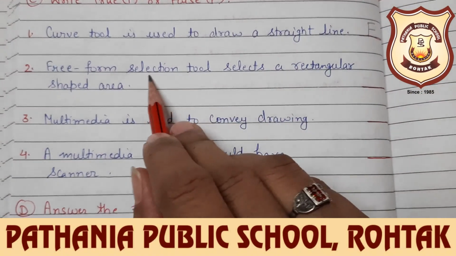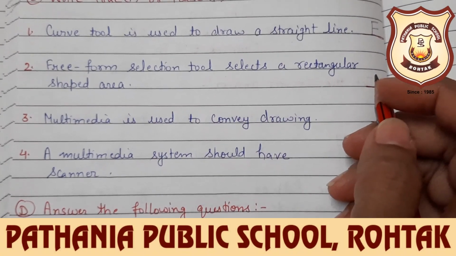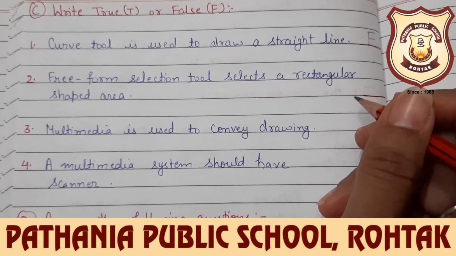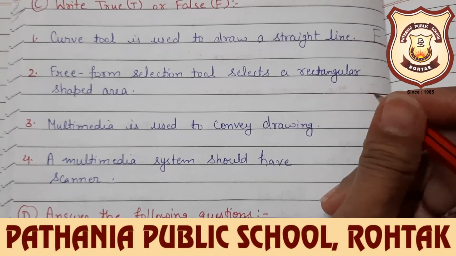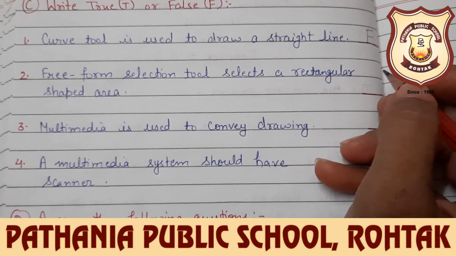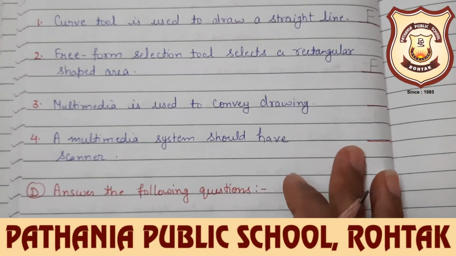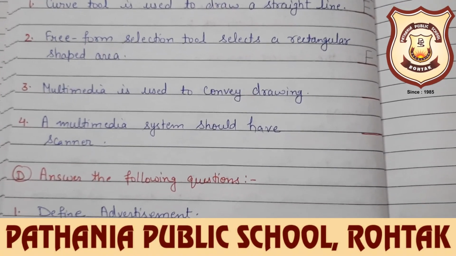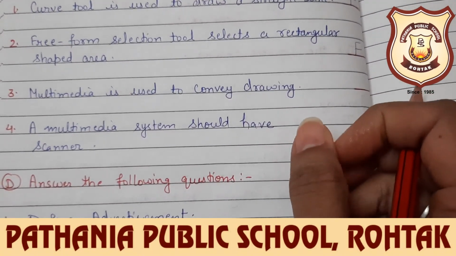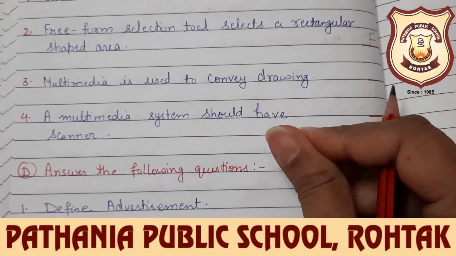Now next one is freeform selection tool selects a rectangular shaped area. फ्रीफॉर्म सिलेक्शन टूल से हम रेक्टेंगल शेप में किसी भी एरिया को सिलेक्ट करते हैं. Is it true or false? So it is, yes, false again. Freeform selection tool is used to select the area of drawing in an irregular shape. किसी भी शेप में अगर हमें एरिया को सिलेक्ट करना है कोई किसी भी पार्ट को अपनी ड्राइंग के, then for that we use freeform selection.